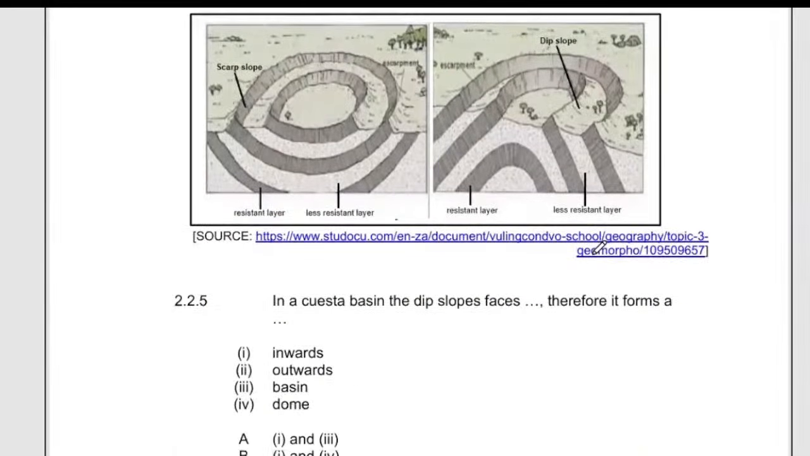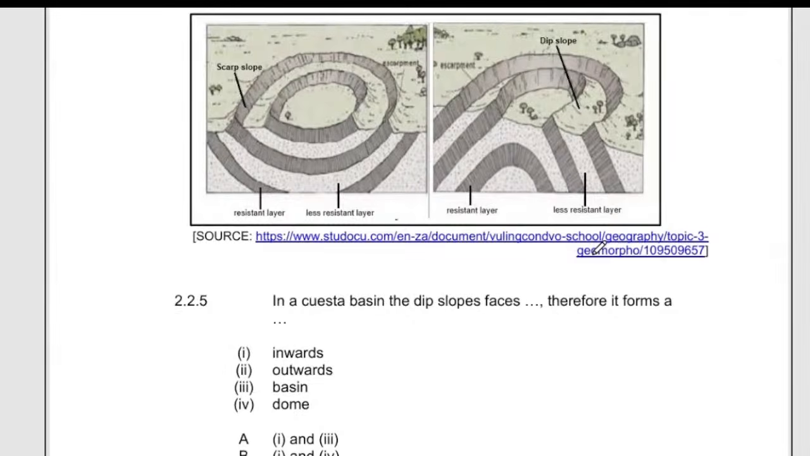Right, number 2.5, it talks about a cuesta basin. In a cuesta basin, does the dip slope face inwards or does it face outwards? The dip slope, when you're looking at a cuesta basin, and dash, the dip slope faces dash, therefore it forms a what kind of a shape?